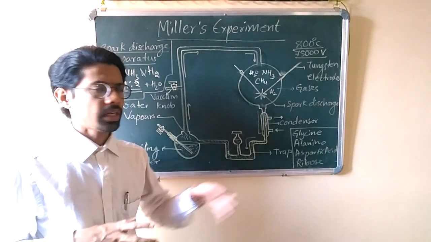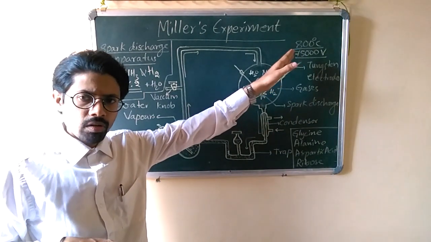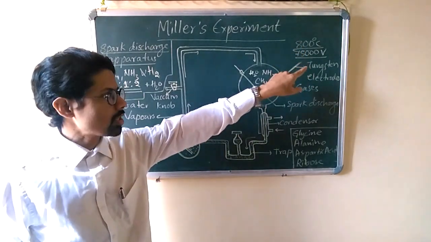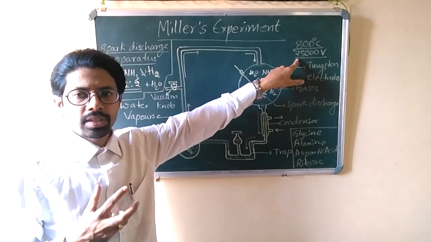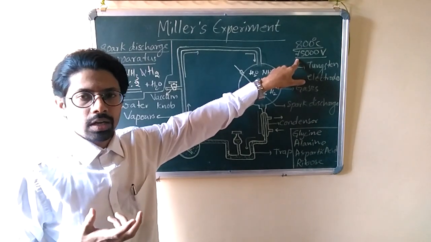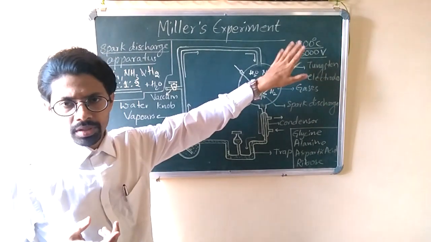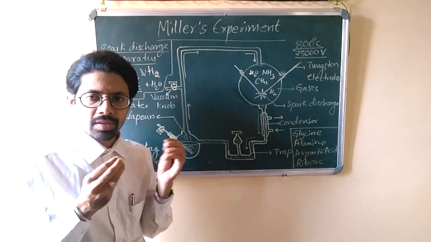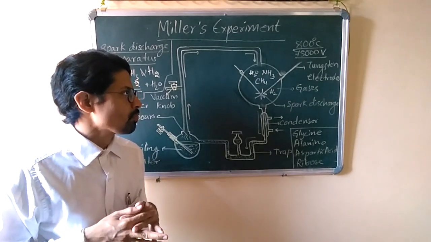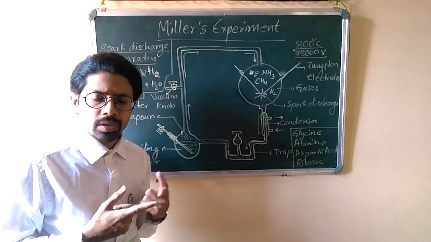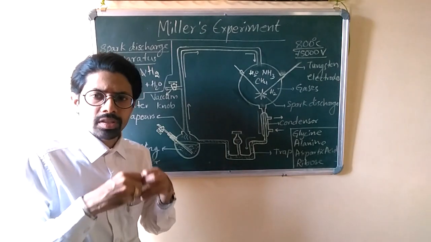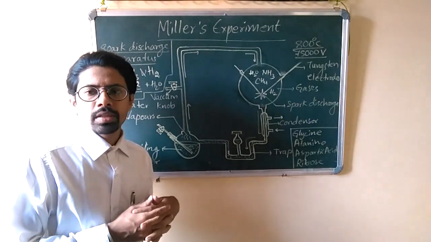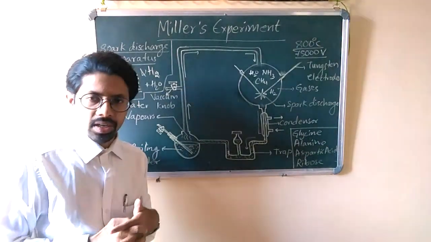Again, many people still believe in the experimental proof of Oparin and Haldane's theory. Here, he maintained a temperature of around 800 degrees Celsius, and the voltage for producing the thundering effect of clouds was 75,000 volts. In that, he produced a spark discharge from the fusing of the positive and negative poles of electrodes. So when positive and negative live wires touch each other, they produce a spark, and that spark resembled the thundering effect of the clouds explained in Oparin and Haldane's theory.